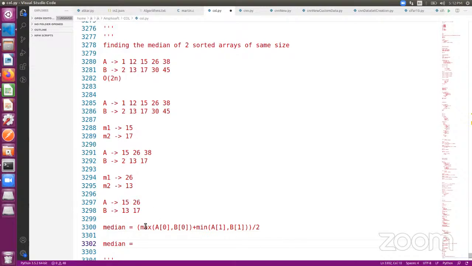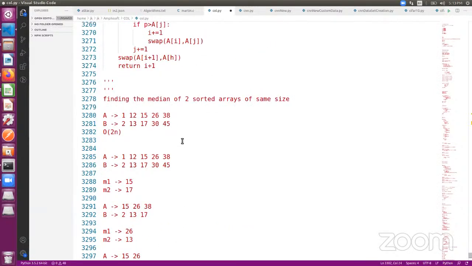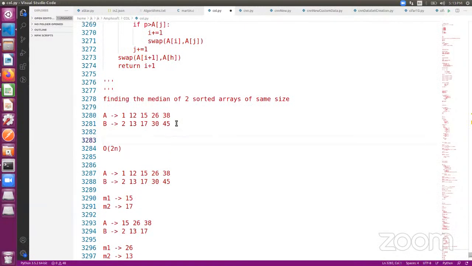So if we apply this formula, what is the median? Max of the first elements, which is 15. Min of the second elements, 17. Divide by 2, you'll get 16. 16 is the answer. So now let us see the combined array, which is nothing but 1, 2, 12, 13, 15, 17, 26, 30, 38, 45. Here also the middle two elements are 15 and 17, and the median is the average of these two, which is 16.